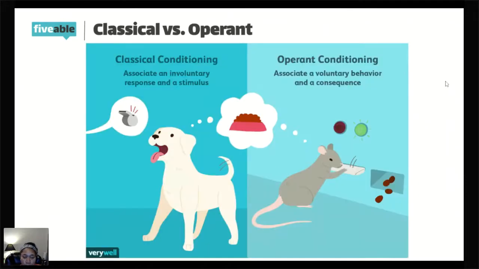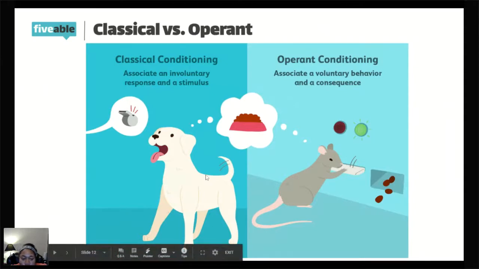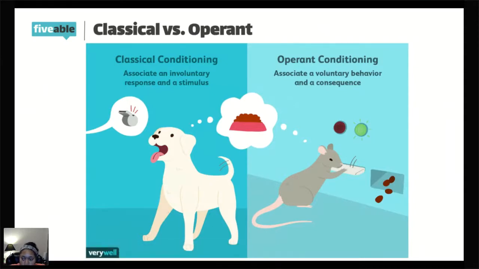All right, so here is an image that really shows the difference between classical versus operant conditioning. Here for classical conditioning, we see a dog, a bell, and food, and it says associate an involuntary response and a stimulus. So associating a bell with food is basically what this image is trying to show, and the salivation of the dog. Whereas operant conditioning associates a voluntary behavior and a consequence.